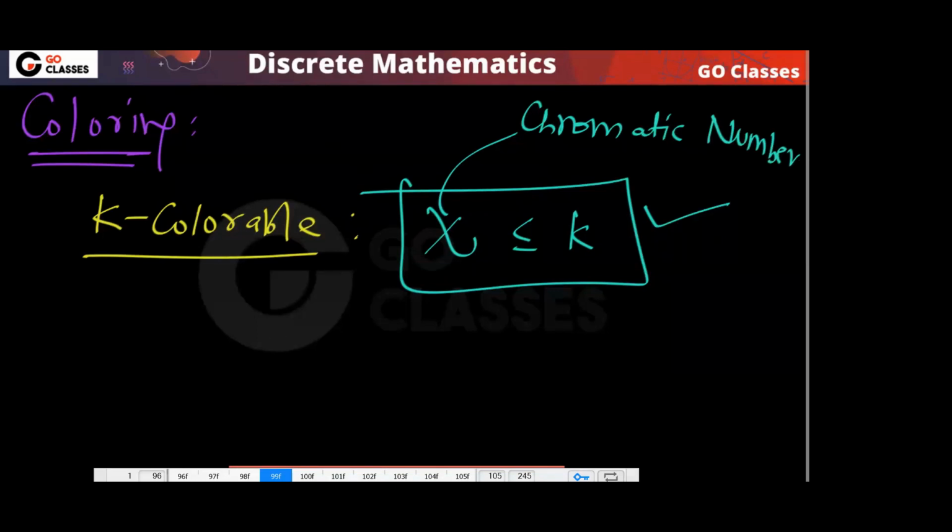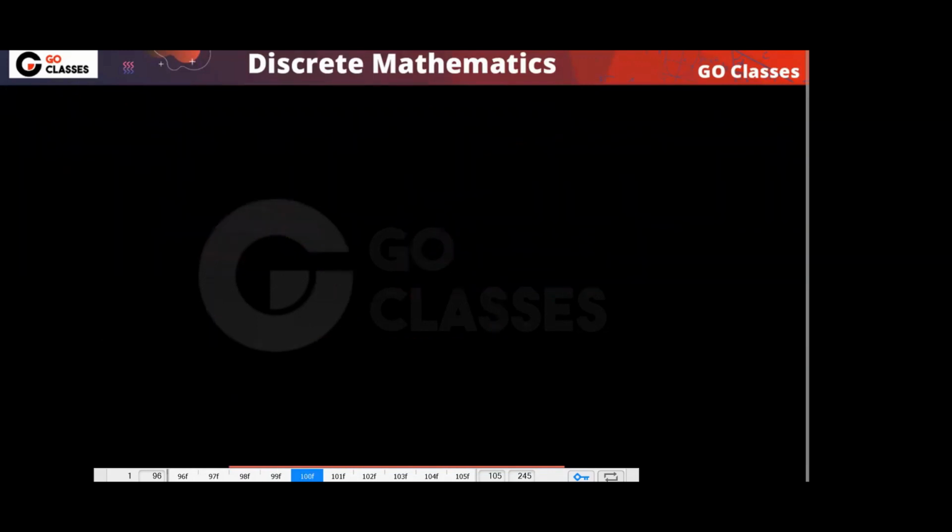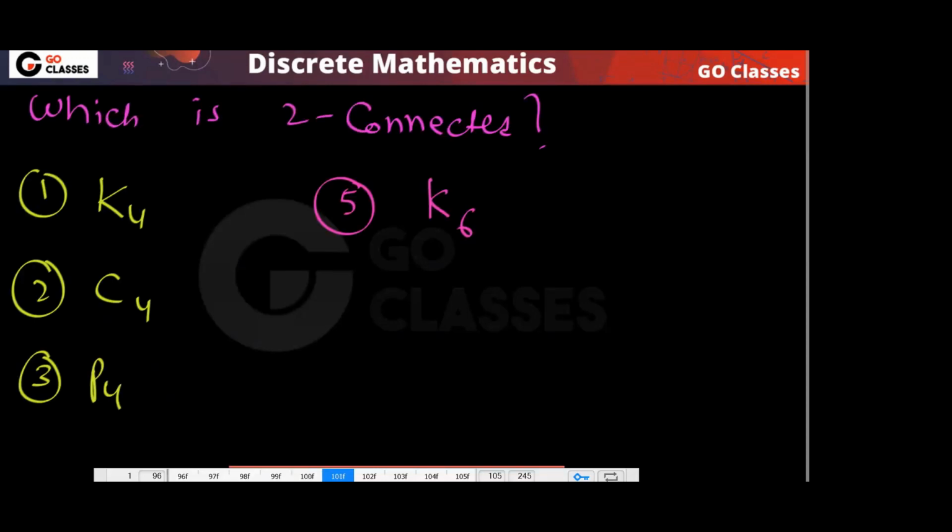Very simple. Similarly here, this is the connectivity number. The connectivity number is greater than or equal to K. If you say that your graph is K connected, then I can say your connectivity number is greater than or equal to K. For example, which graph is 2 connected? Yes, these graphs are 2 connected. This graph is not 2 connected. Is this clear? Very simple.